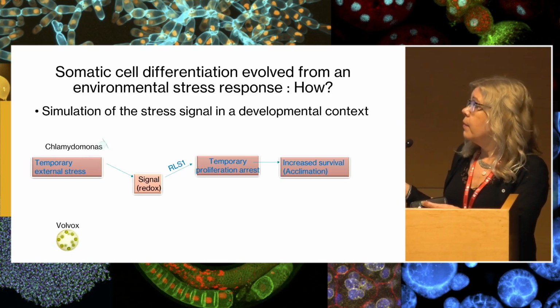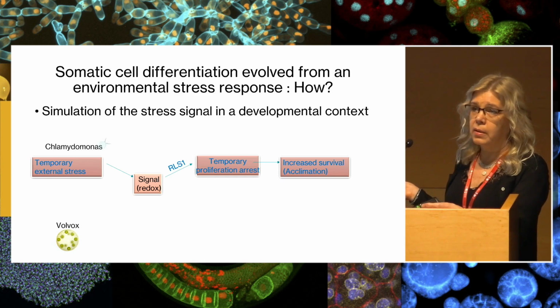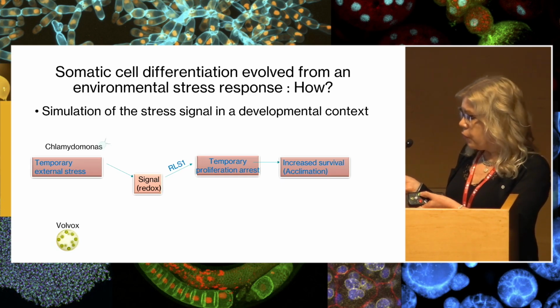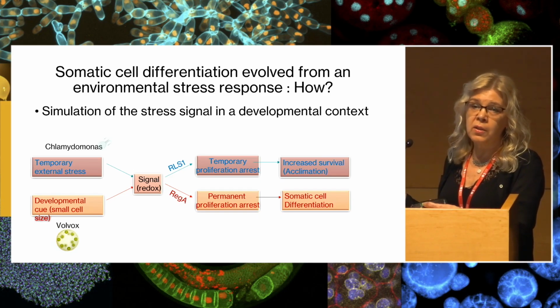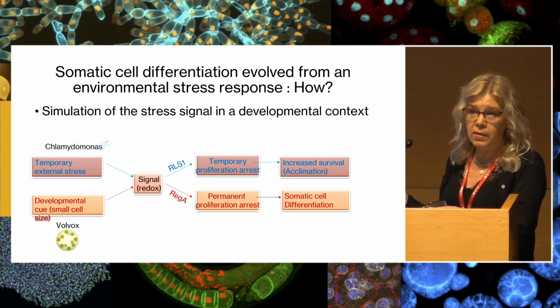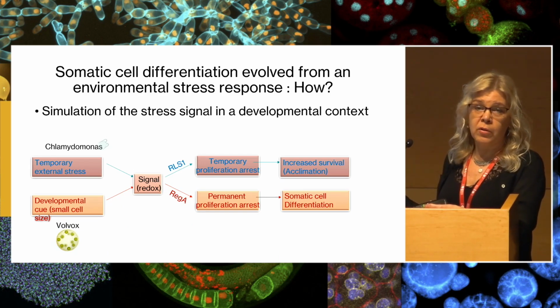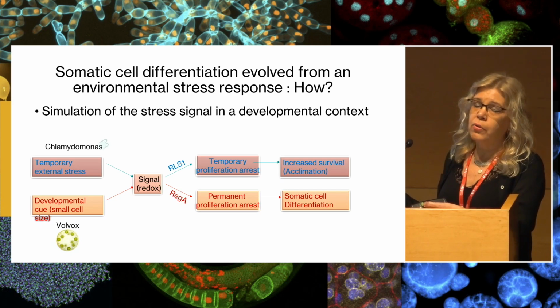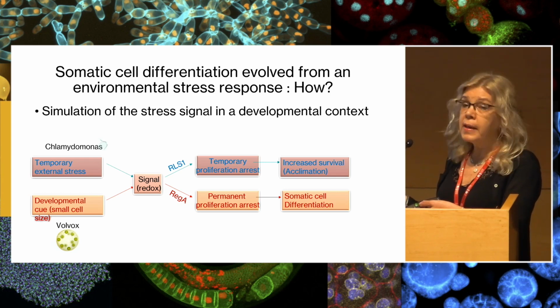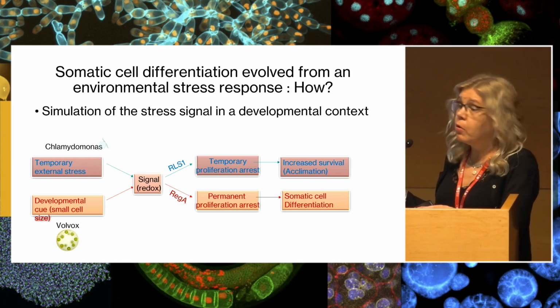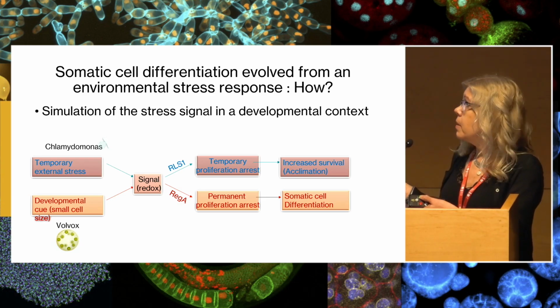The working model that we have now is that the temporary stress can induce a signal, maybe a change in the redox status of the cell, that triggers the temporary proliferation and allows the Chlamydomonas now to survive under stress. So the idea is that the developmental cues, like the small cell size, which means an increased surface to volume ratio, for instance, so you expect some intracellular changes in the small cells. If those changes in fact are the same as the ones induced by the temporary stress, then you expect that those signals would turn on the reggae, but now it's going to be permanent, because the cell is small all the time, and that actually induces the somatic cell differentiation.